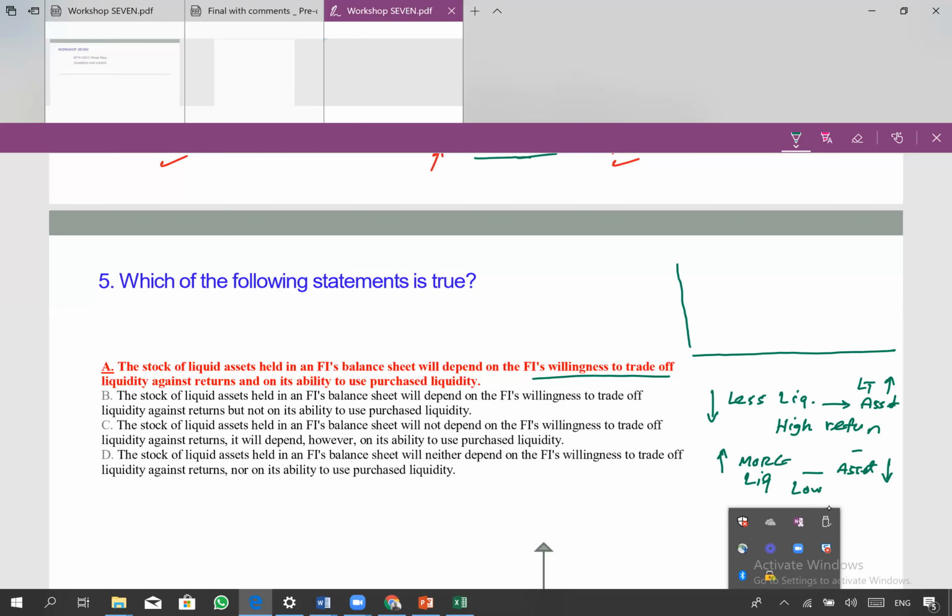Lower return. As you can see now, here is more risk, but higher return. Here is less risk, but lower return. So how much you keep in cash stock, which means the liquid assets, depends on your considerations of the risk and the return. This is what we are saying: willingness of the trade-off of liquidity against returns and on the ability to purchase liquidity, which means I can always have less liquidity, no problem, like big banks.